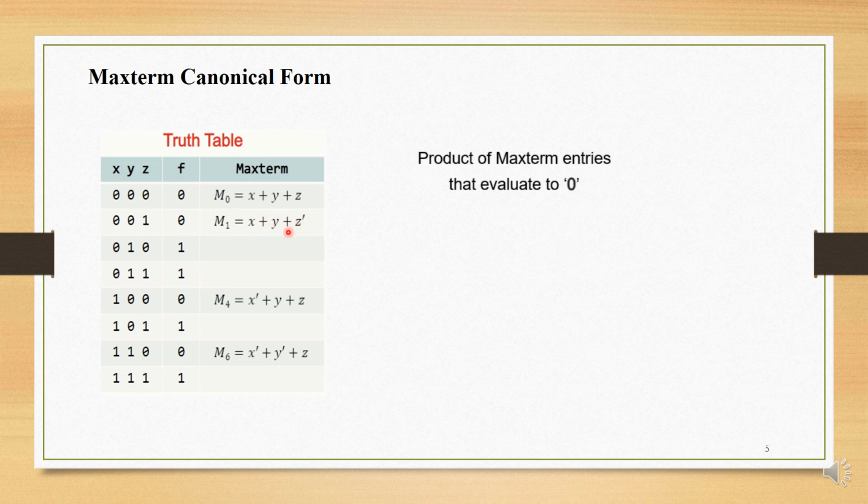So it is the product of Maxterm entries that evaluate to zeros. So we need to concentrate on zeros. Focus on the zero entries and write the Maxterms. So how many zeros do we have in the output column of the given truth table? We have 1, 2, 3 and 4. 4 zeros we have. That means you can define 4 Maxterms from this truth table and write the respective Maxterm canonical form. You have to use capital M as you are representing a Maxterm.